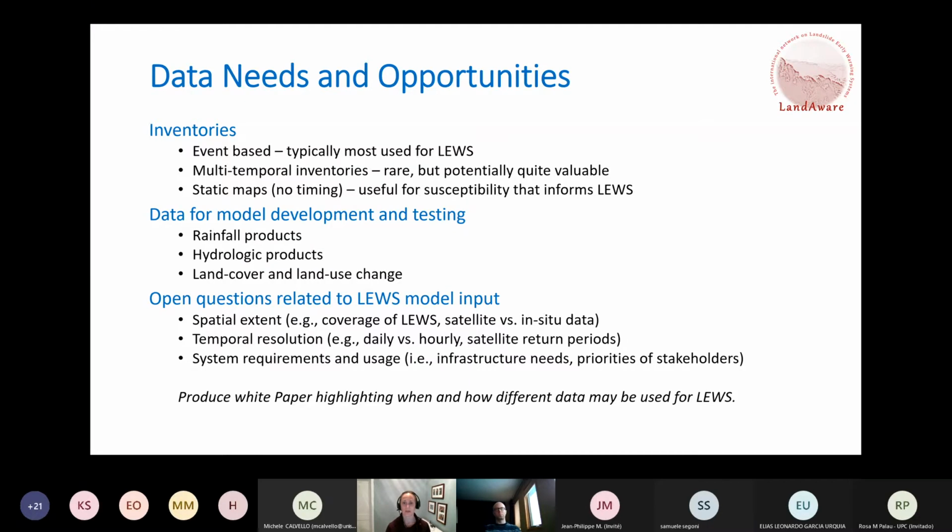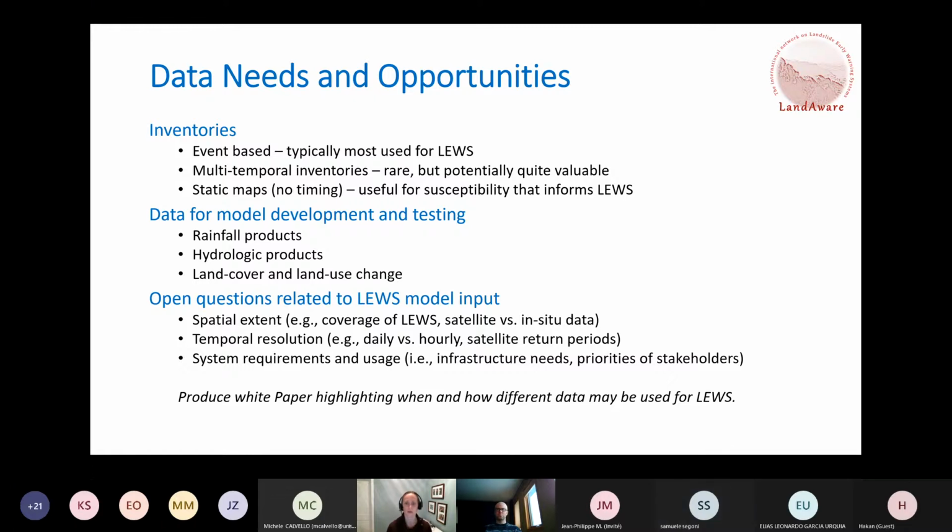For data, we're talking about data for model development. Those could include rainfall products, both in situ, so from rain gauges or radar, and also from satellite data. Then there's a range of hydrologic products, soil moisture from both in situ sensors and satellite-based, and then land cover and land use information. Again, many of these can be derived from satellites. I'm biased coming from NASA, but I think understanding the interplay between both ground-based sources of information and more remote sources is also an important discussion point for this group.